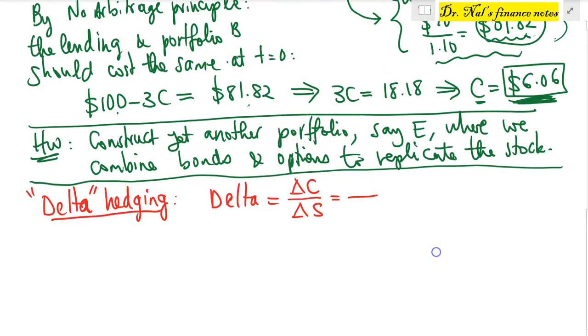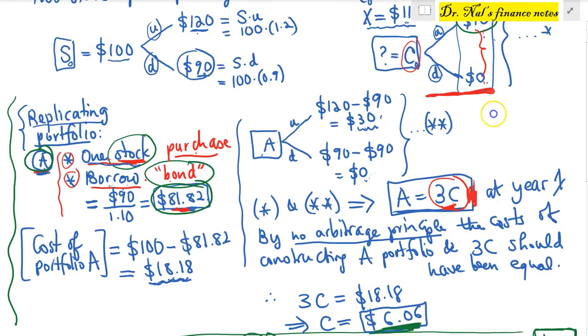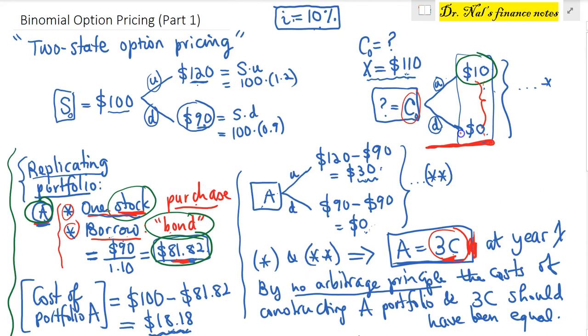Well, we just realized early on when we drew the call binomial tree here, that the variation in the call at year 1 is the payoffs, $10 minus $0 in the up and in the down states, and the variation in the stock was between $120 and $90.